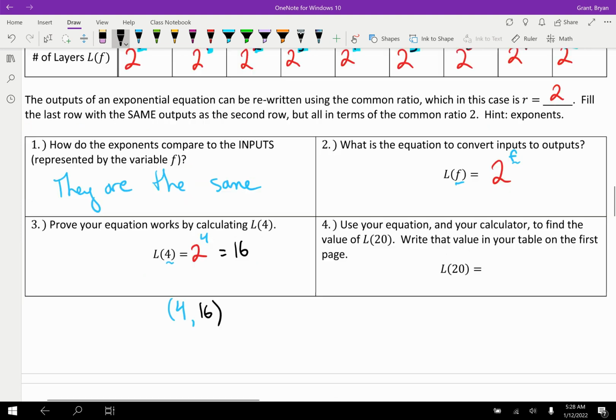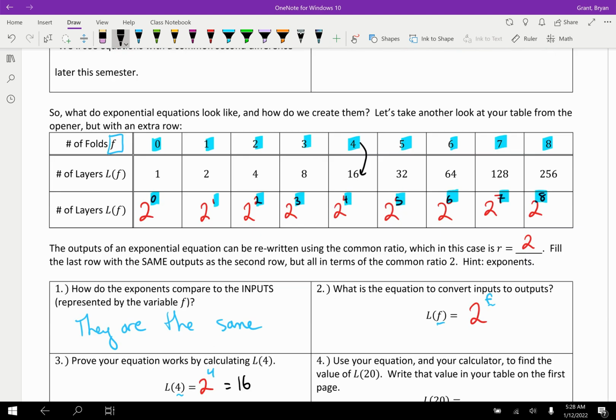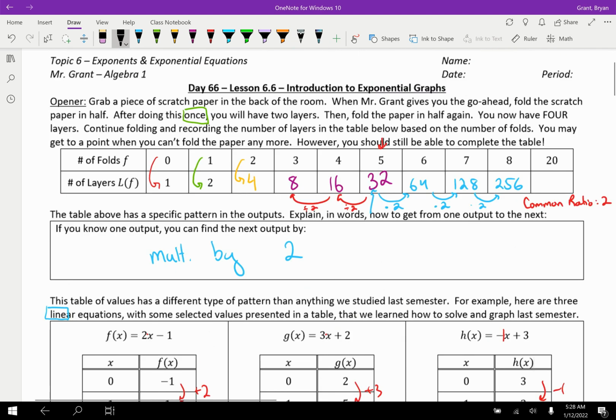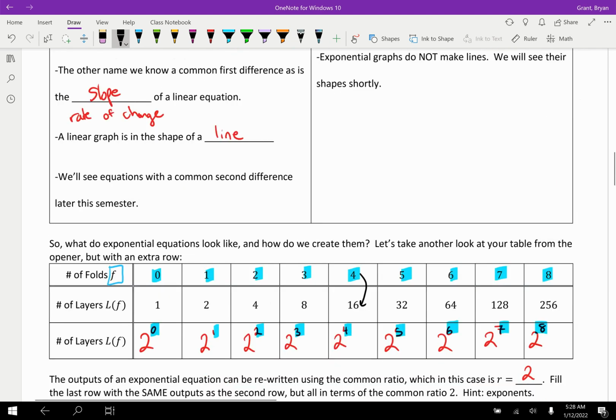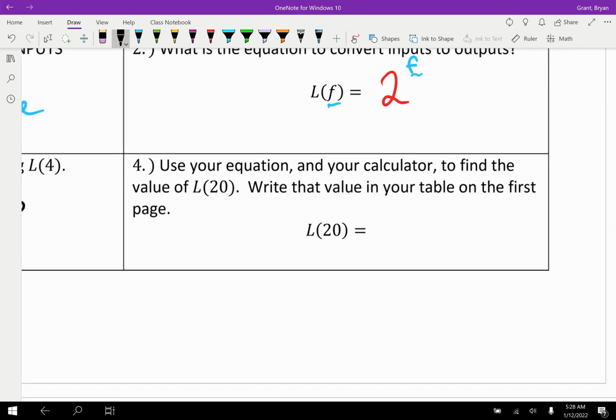Is that in our table? Well, certainly. Input of 4, output of 16. It seems like our formula works this time. So let's go ahead and use our equation and our calculator to find the value of L of 20. And we're going to fill that value in all the way back up here on the table on the first page. Let's see how many folds are in there if you were able to fold your paper 20 times. Ready, set, go.